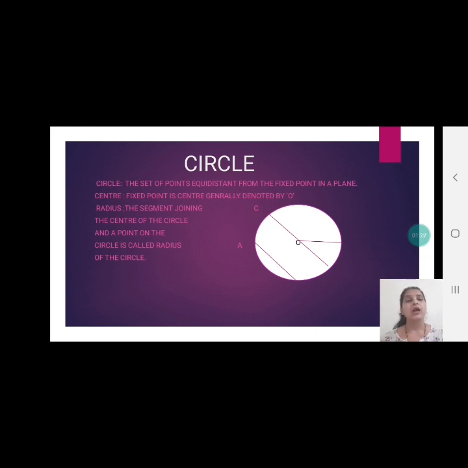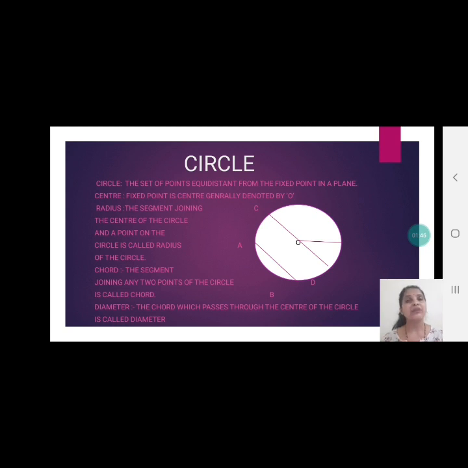After that comes chord. The line joining any 2 points on the circle is known as a chord. Circle has innumerable chords and it can join any point, meaning you can draw it anyhow.